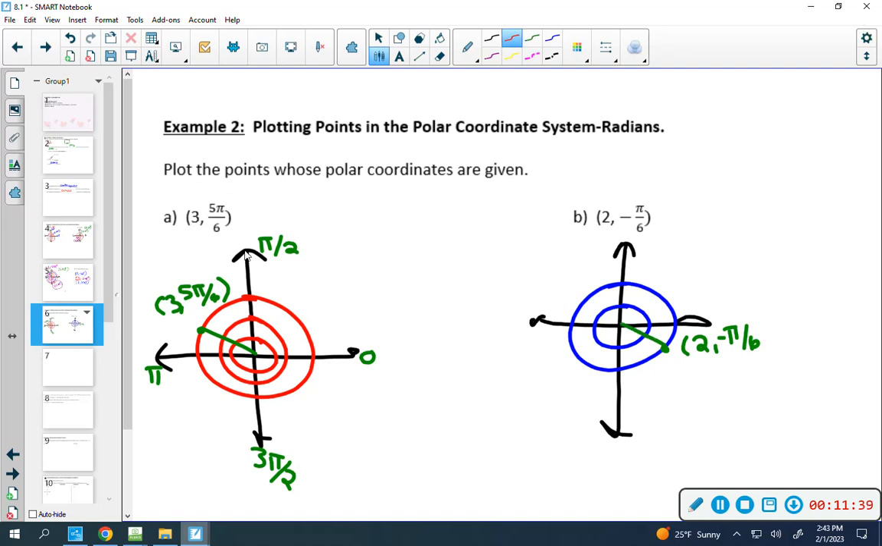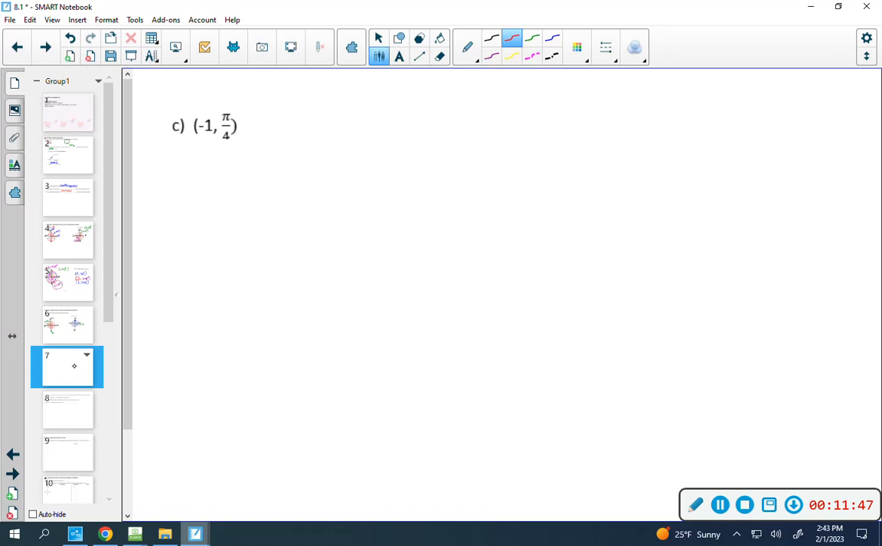All right, and let's just do one more. Okay, well, negative 1, pi over 4. Now, be careful with the negatives. Those just take a little extra tick, of course. 1, I like the 1. Okay, pi over 4, of course, I'm going to plot first 1 positive pi over 4, which is 45 degrees.